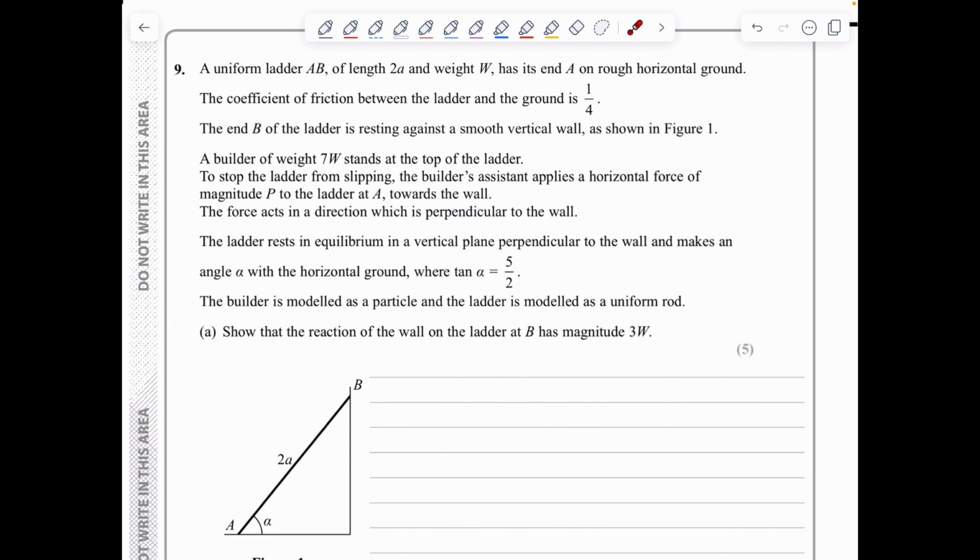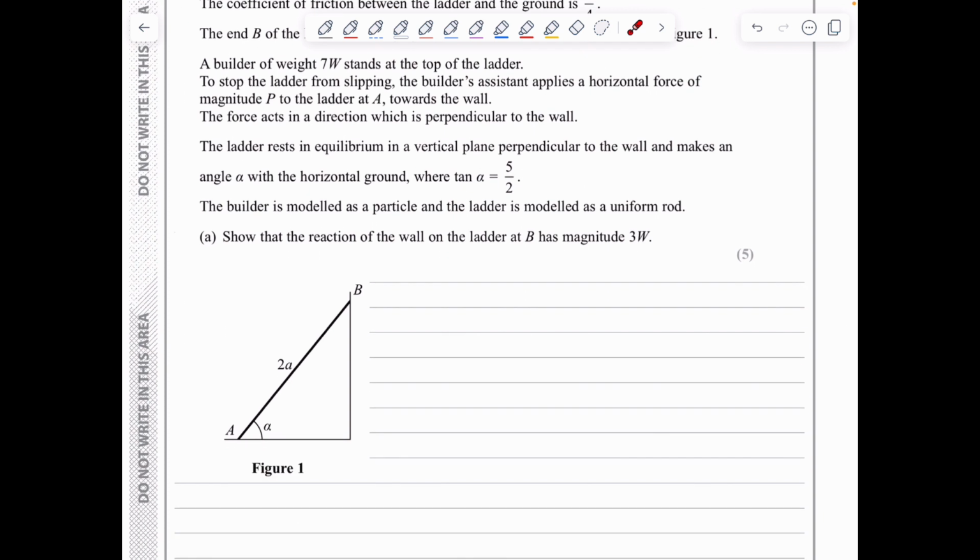We've got the weight of the ladder, W, in the middle, so it's a to the left and a to the right, the distances. We've got the weight of the builder, 7W, at B, and we've got the reaction at the wall at B, so pointing away from the wall, perpendicular to the wall. We've got reactions at A and other forces acting at A, but for the time being I'm not going to put those so that I'm not making the diagram too busy.